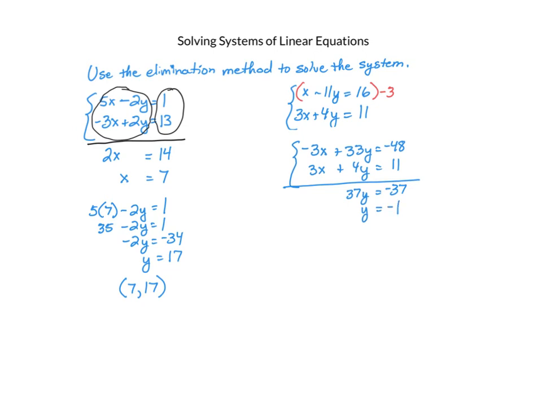Let's now find the x coordinate that goes with it. Substitute negative 1 into either of the equations, right here or right here. I think I like the first equation best. So let's do the substitution. We have x minus 11 times negative 1 equals 16. So that's x plus 11 equals 16, and we get x equals 5. So the solution to this system is 5, negative 1.